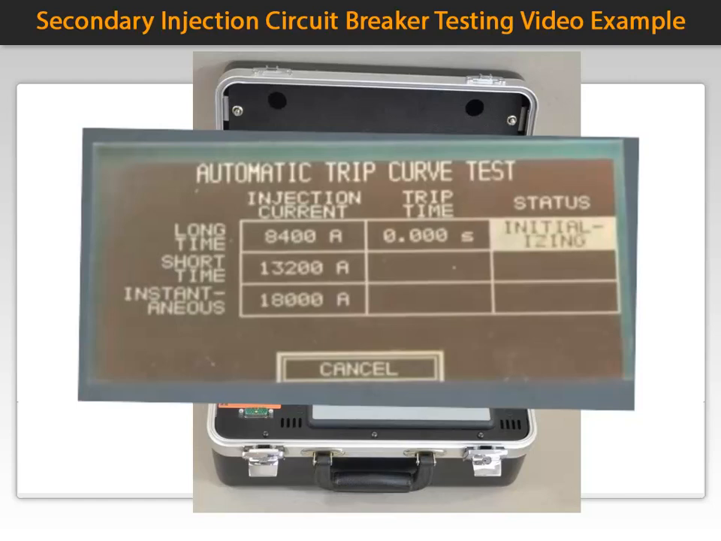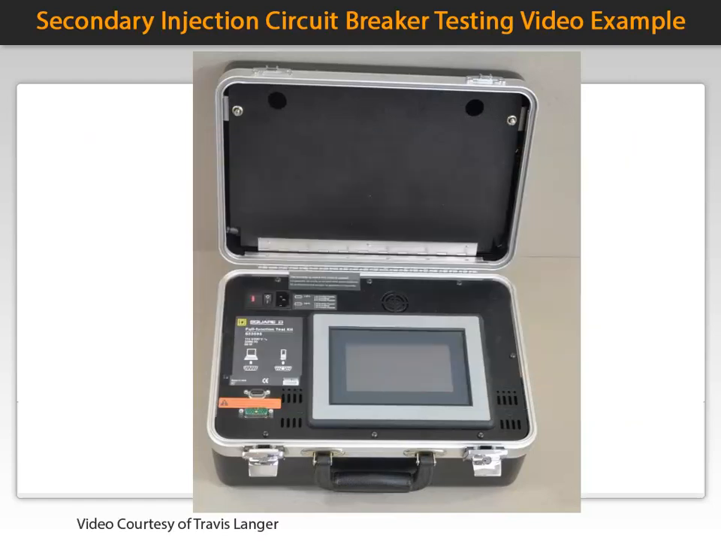The following video shows the long time test only, but once the test is performed, the kit prompts you to proceed to the next parameter. It will do so until all three parameters are tested. This test is conducted on two breakers with two test kits. Both breakers passed the long time test.